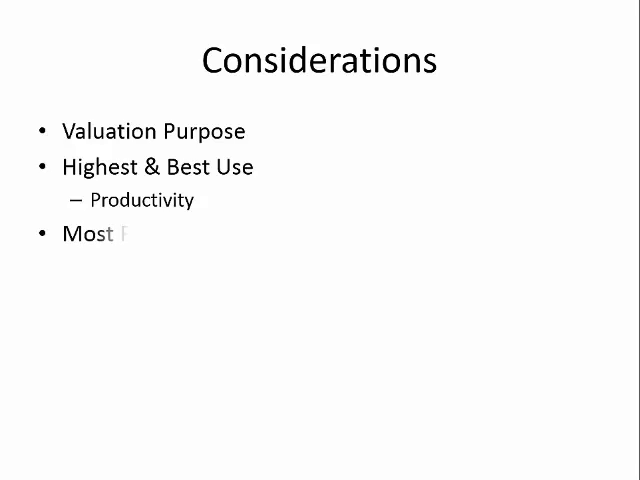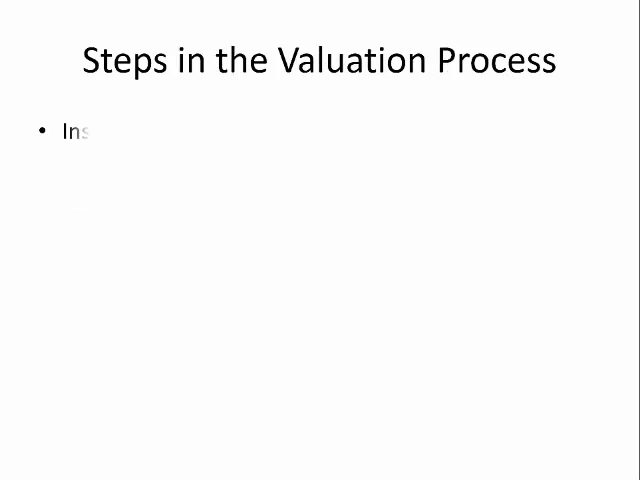The third consideration, which is important, is the most probable buyer. If we know that there are overseas investors looking in the market, that's going to give us a different view of how the market's going to behave to if it's simply domestic owner-occupiers or somebody else. So the most probable buyer is an important consideration.